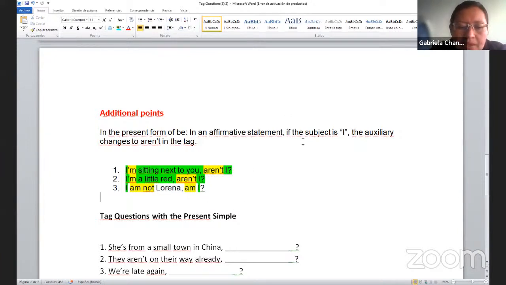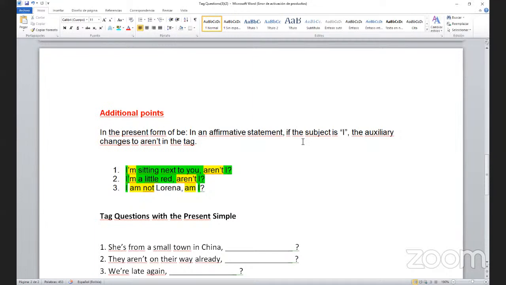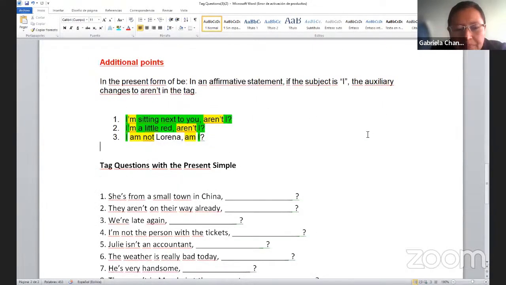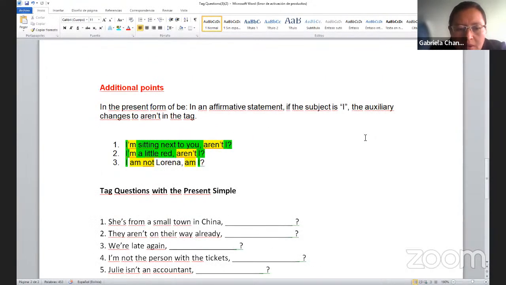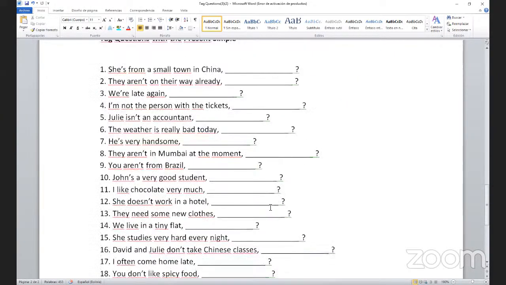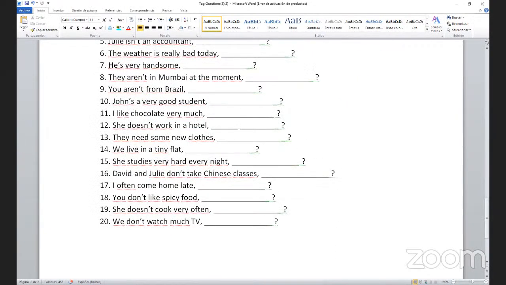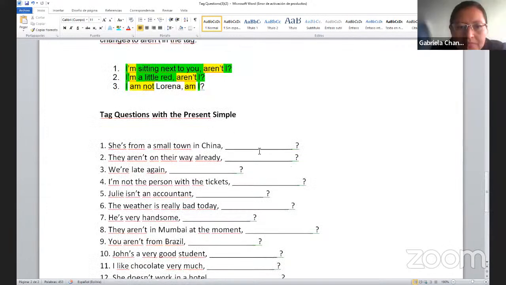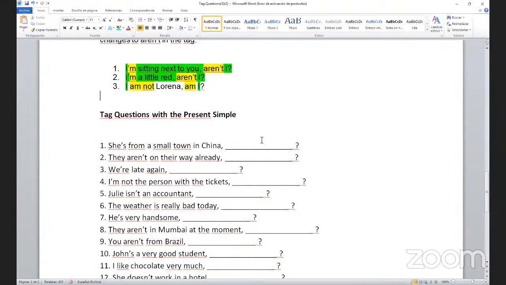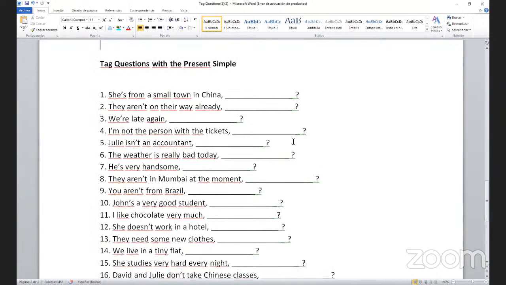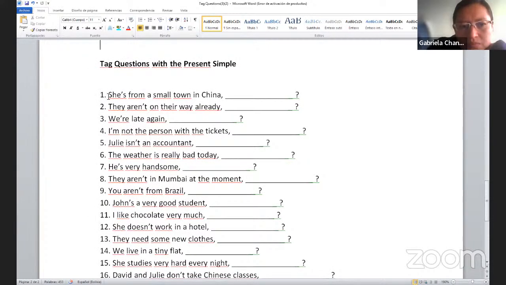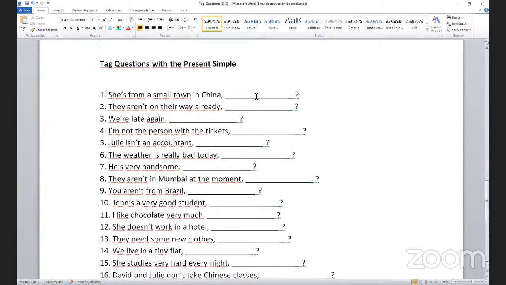Great. So do we have some questions, Chris? No. Excellent. So here we have some exercises. We're going to do some of them after the platform. Some of them we're going to practice, or in order to train, we can use them just for speaking. For example, could you read and tell me the tag question?